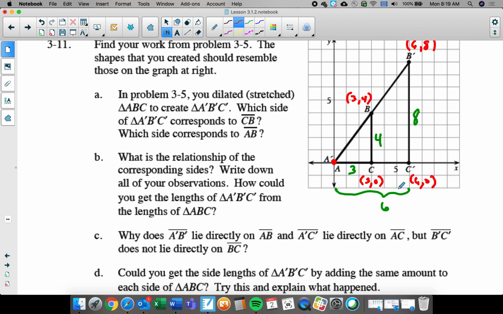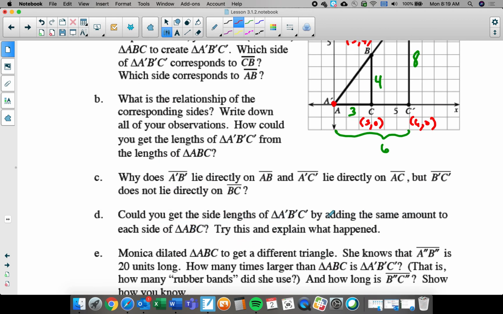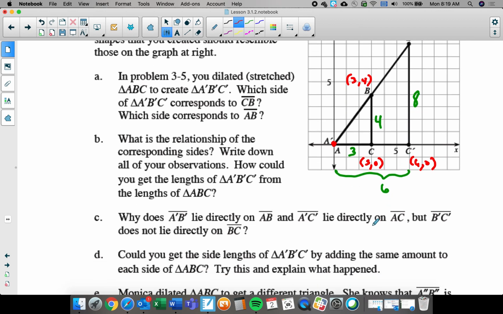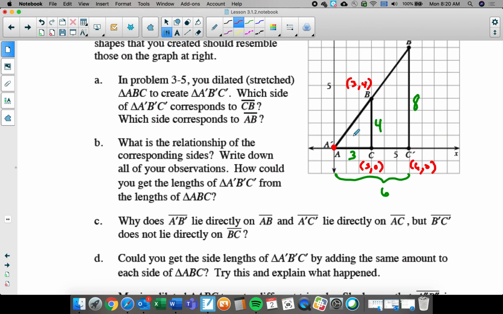Okay? And so what I want you to notice here in part D, it says, could you get the side lengths by adding the same amount? So notice, if I wanted to go from 3 to this whole length of 6, I would just have to add 3 to it. But if I took this side length of 4 and I added 3, I do not get 8. So the point, and it's a really big point that they're trying to get here in part D, is the idea that when we go from one shape and we dilate it or stretch it, we multiply side lengths by a certain factor.